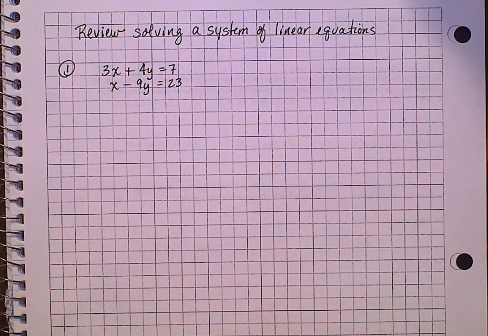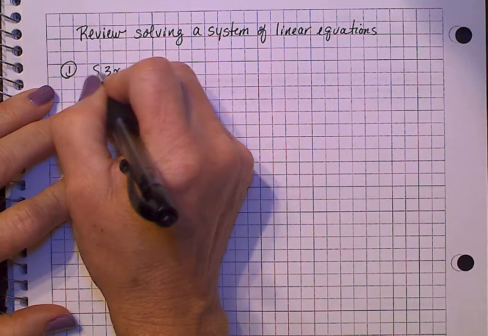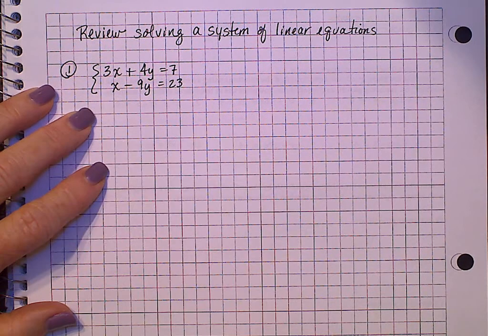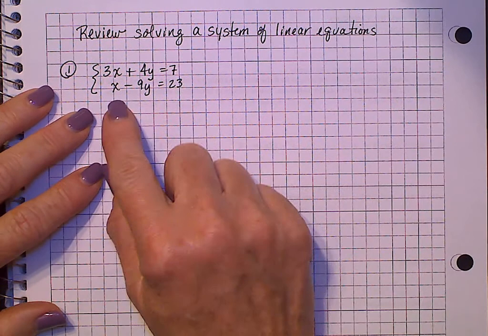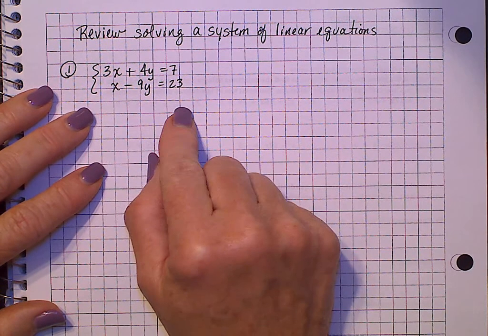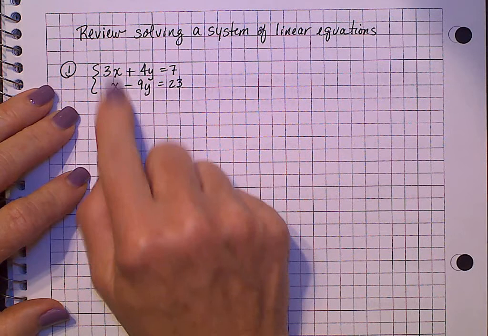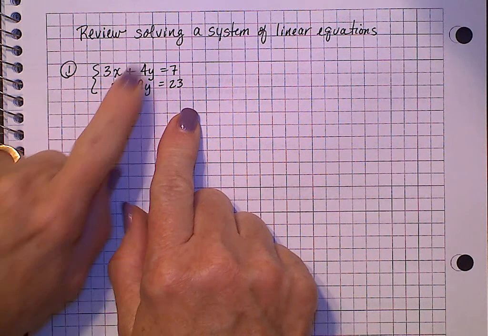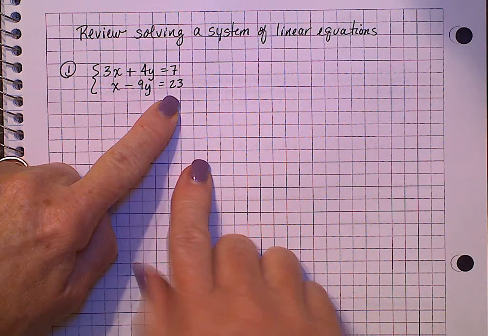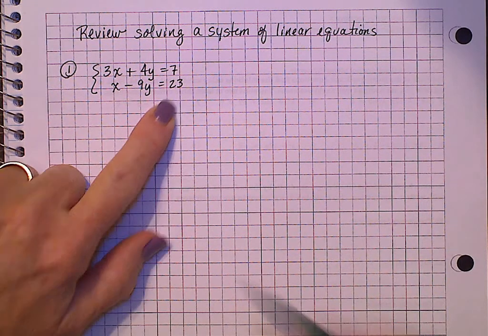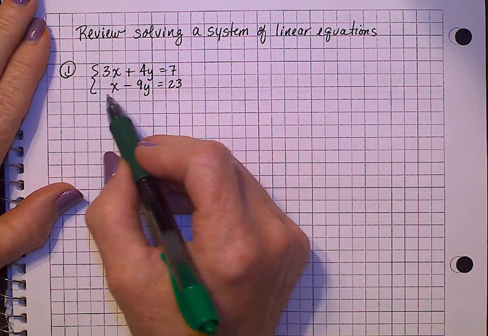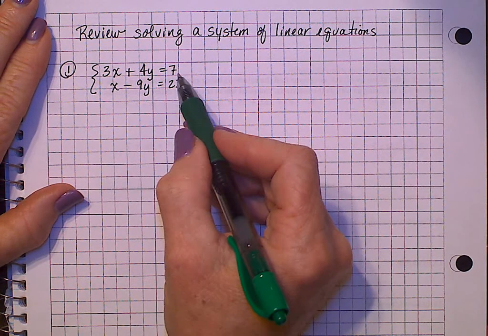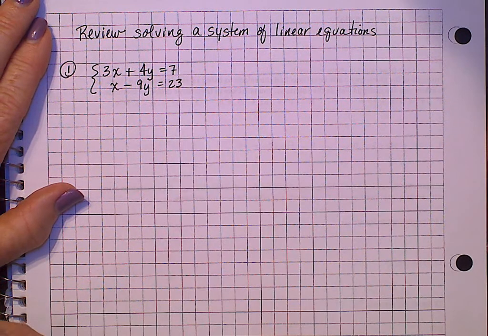When we look at this system of equations, sometimes they put those braces here to group those two equations together. We don't have this set up as y equals and y equals. What we do have, though, is the variables and the numbers lined up. So we have the 3x and the x, the 4y over the 9y, and the 7 and the 23. And what we're looking for to do here is to multiply one of these equations by something so that when you add it to the other one, it makes one of those variables cancel out.